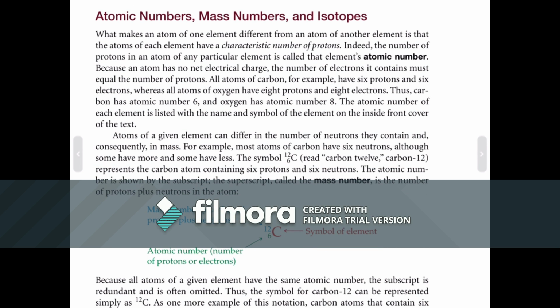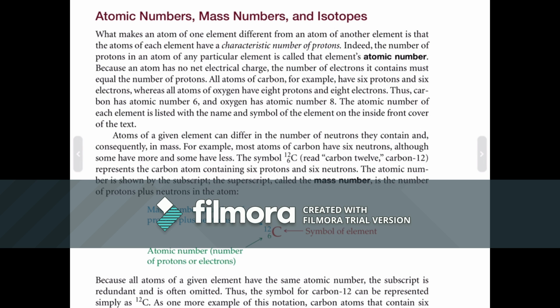Atomic numbers, mass numbers, and isotopes. What makes an atom of one element different from an atom of another element is that the atoms of each element have a characteristic number of protons. Indeed, the number of protons in an atom of any particular element is called that element's atomic number. Because an atom has no electric charge, the number of electrons it contains must be equal to the number of protons. All atoms of carbon, for example, have 6 protons and 6 electrons, whereas all atoms of oxygen have 8 protons and 8 electrons. Thus, carbon has an atomic number of 6, and oxygen has an atomic number of 8.